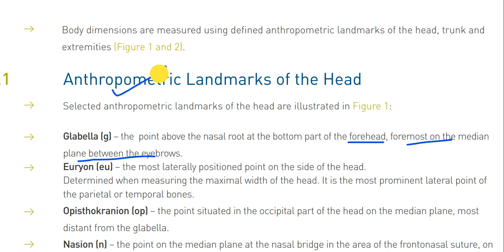Right, because these are anthropometric. In anthropometry in general it is talking about both somatometry as well as craniometry. So when we are specifically talking about craniometry, you have to write between the two supraorbital ridges. Fine.